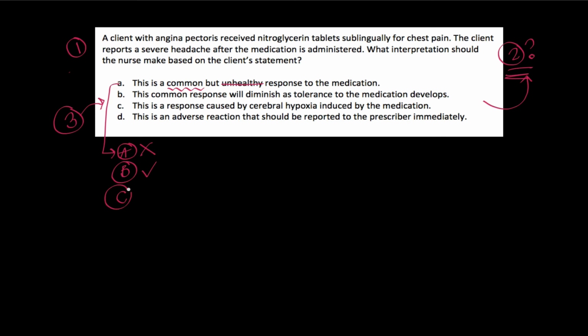So I'll leave that. C says, this is a response caused by cerebral hypoxia induced by the medication. But nitro is not going to cause cerebral hypoxia, right? And considering that we just said it causes vasodilation, then it wouldn't cause hypoxia. If it maybe did something as far as constriction to the vessels, we might have an issue there. But we're not expecting that nitroglycerin is going to cause hypoxia. That's not an effect of the medication. So that doesn't make sense.